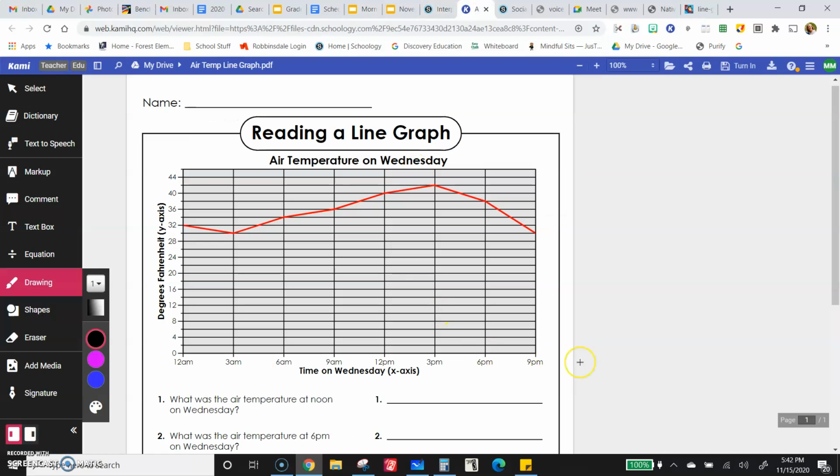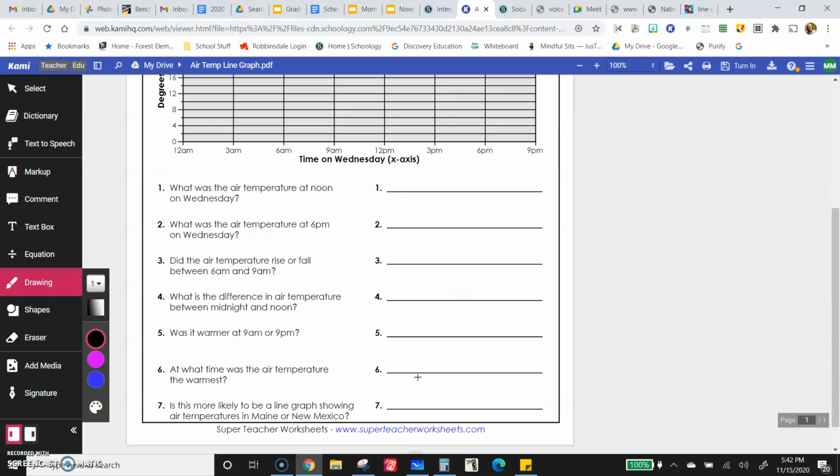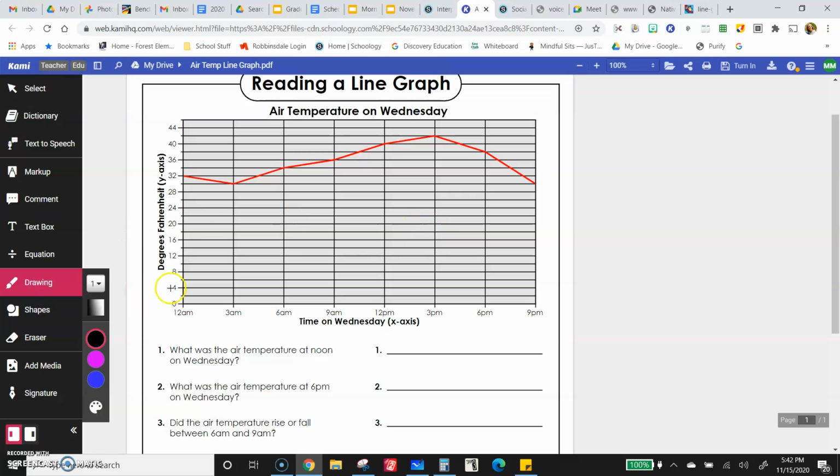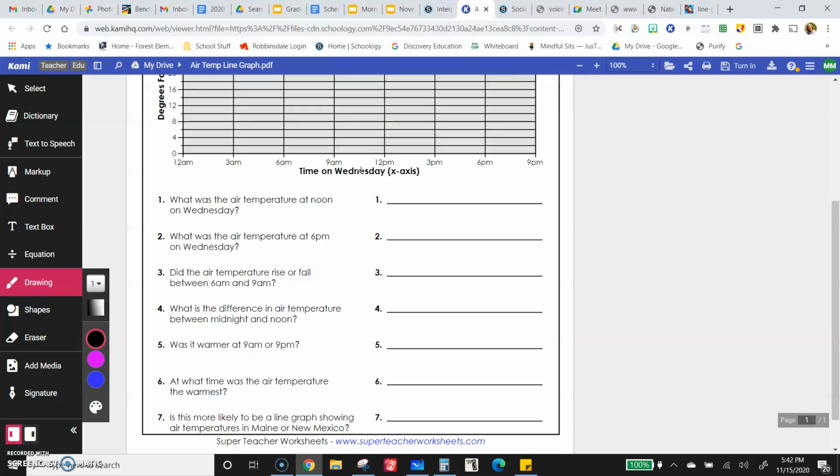Like I showed you, the one you'll be answering questions about is about air temperature. So we have degrees Fahrenheit, the time of day. Remember, it's change over time. And then you'll answer 7 questions about that. Keep in mind, 32 degrees is freezing in Fahrenheit. 0 is like way cold. And then summer temperatures are like 70s.